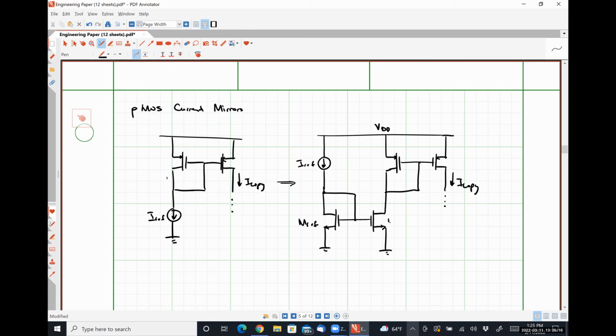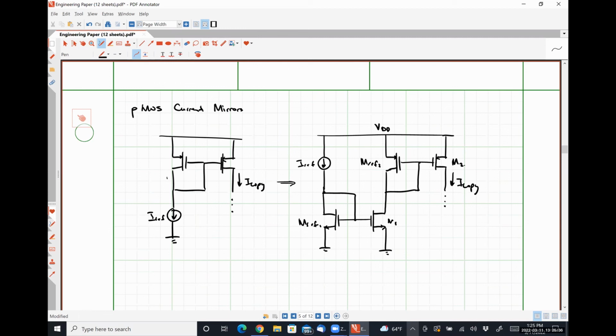Again, all of our scaling techniques that we've talked about previously would be applicable here, where we can call this MREF1, M1, MREF2, and M2. So again, the only error that we would see would be introduced by channel length modulation issues.